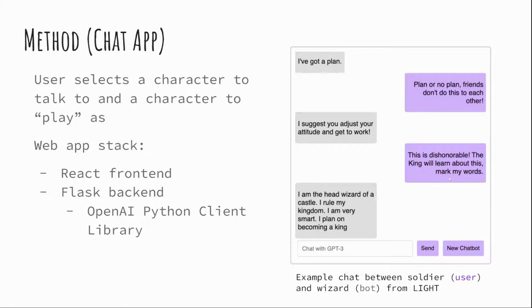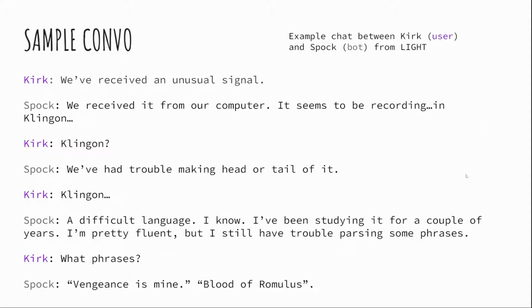from interacting with it. We've also got this sample conversation here that we also generated through our model between Kirk, which was the user, and Spock, which is pretending to be the bot. And what's great about this example is that we got a lot of specific details that you would only really get out of a Star Trek setting, like characters talking about the language Klingon, and also specific places and proper nouns like Romulus. So again, I think this was a really great showing of the capabilities of our model.